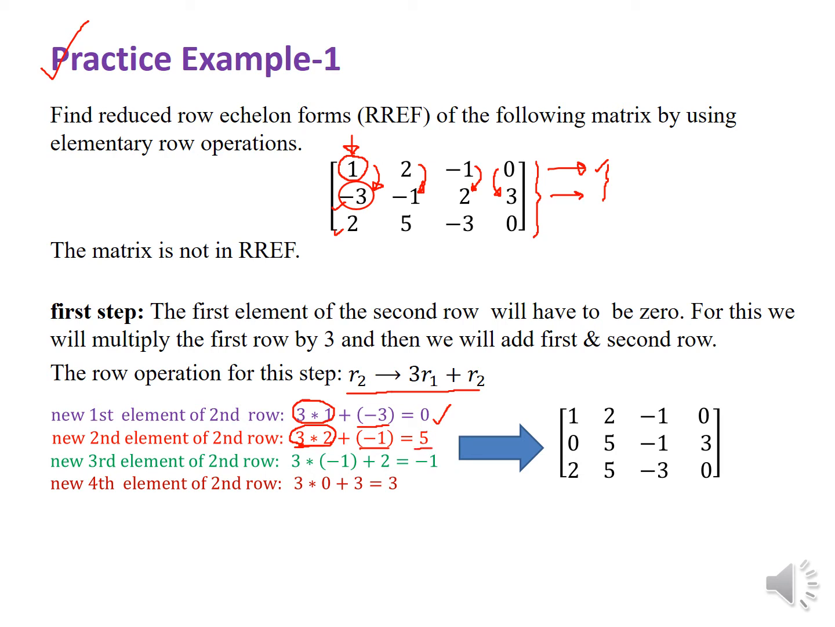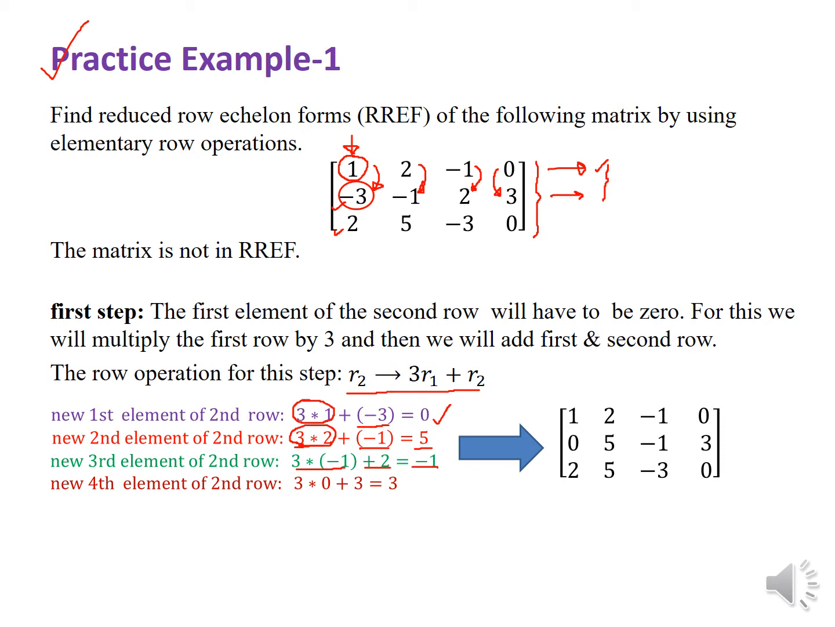Now the new third element of second row will be 3 into the third element of first row plus the third element of second row. The third element of first row is -1 and the third element of second row is 2. So after calculation we will get -1 as the third element of second row.